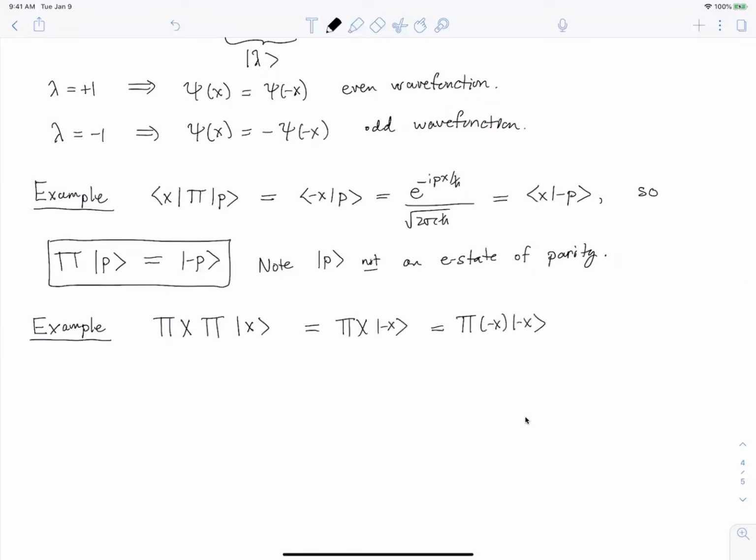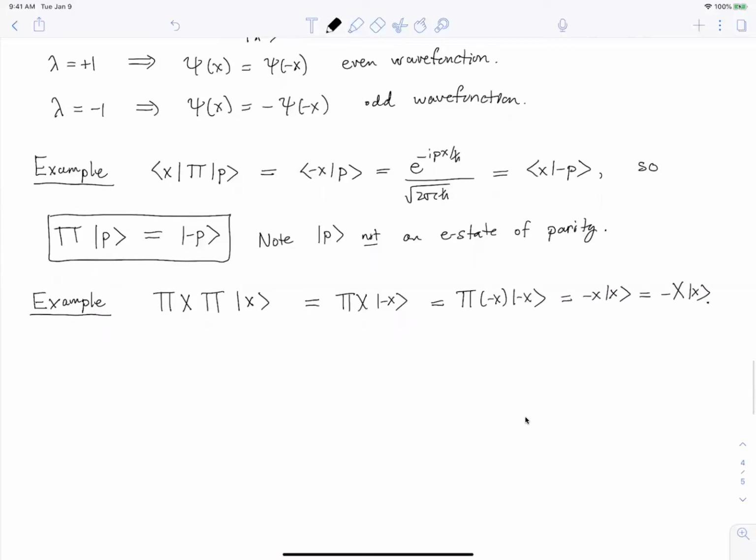And now we can act with pi again. That changes the ket minus x back into x. So this is minus x times the ket x, which is also known as minus the operator x acting on x. Okay, and that's supposed to be true for any ket little x. And so what we can conclude is that the operator pi x pi is equal to minus the operator x.